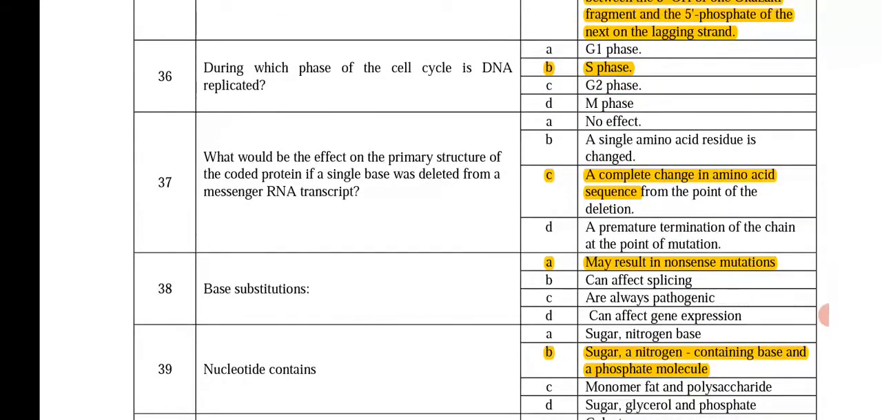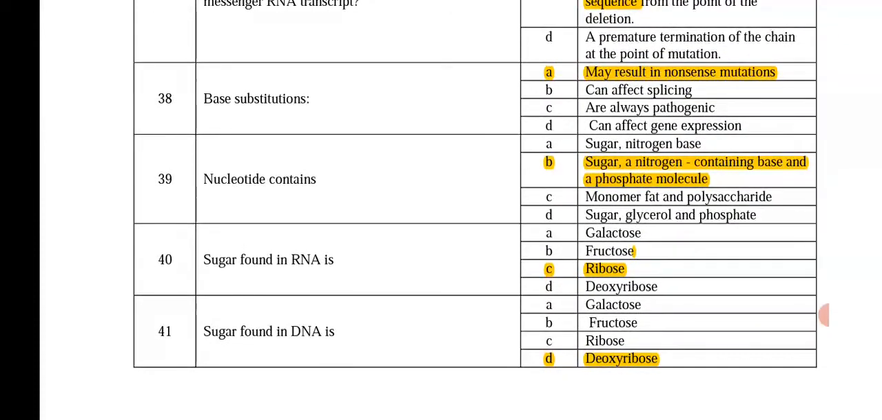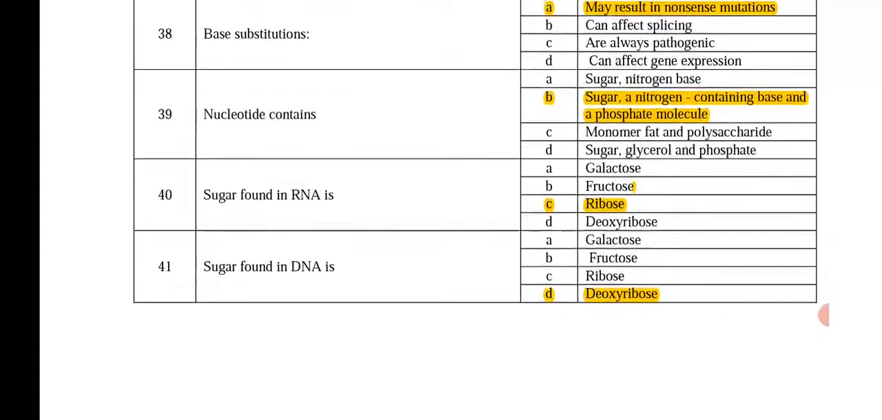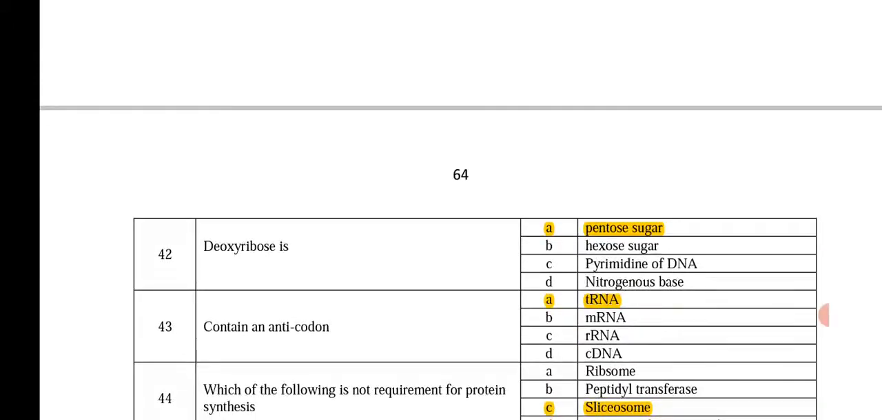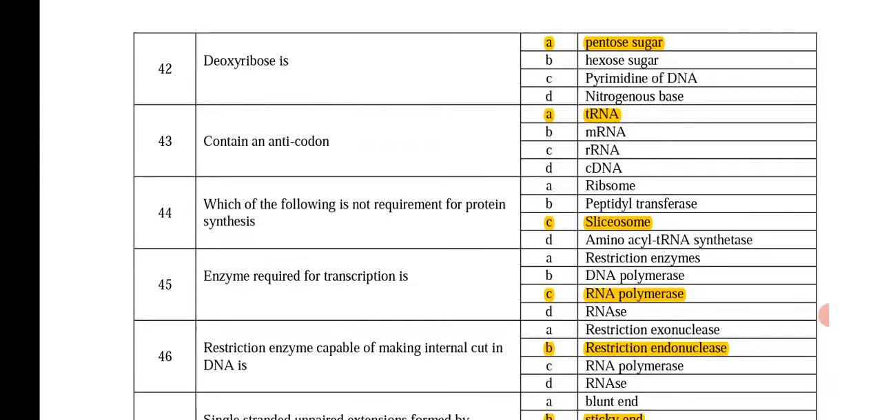Which of the following has an effect on primary structure? The coded pattern. If a single base was deleted from a messenger RNA transcript, a complete change in amino acid sequence results from the point of deletion. Base substitutions may result in nonsense mutations. A nucleotide contains a sugar, a nitrogen-containing base and a phosphate molecule. The sugar found in RNA is ribose. The sugar found in DNA is deoxyribose. Deoxyribose is a pentose. Transfer RNA contains an anticodon.